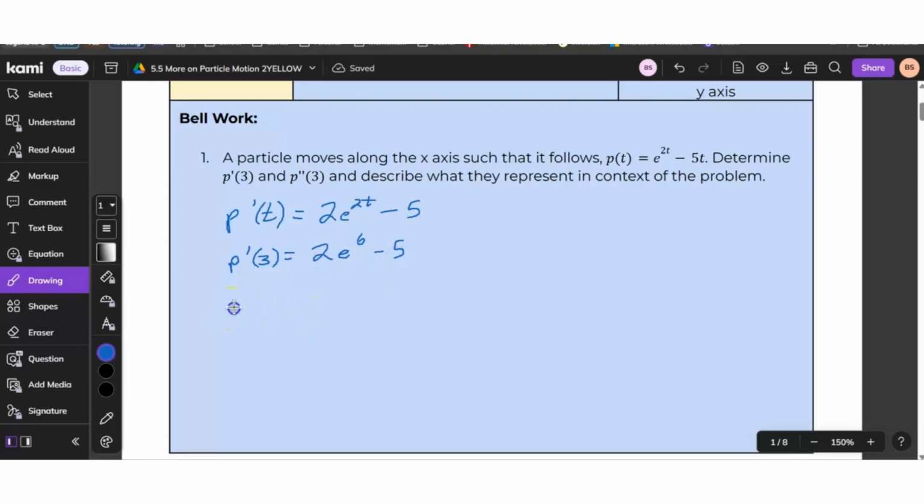Why do you leave the 2t and you don't subtract? Because it's an exponential, buddy. But how is it p prime of t equals 2e to the 2t if it's e to the 2t? Because the derivative of the exponent comes down, so 2, times the original function. That's the exponential derivative. I promise.